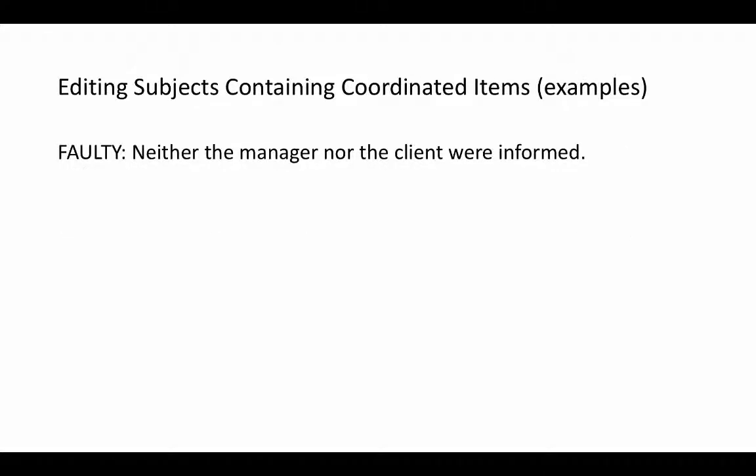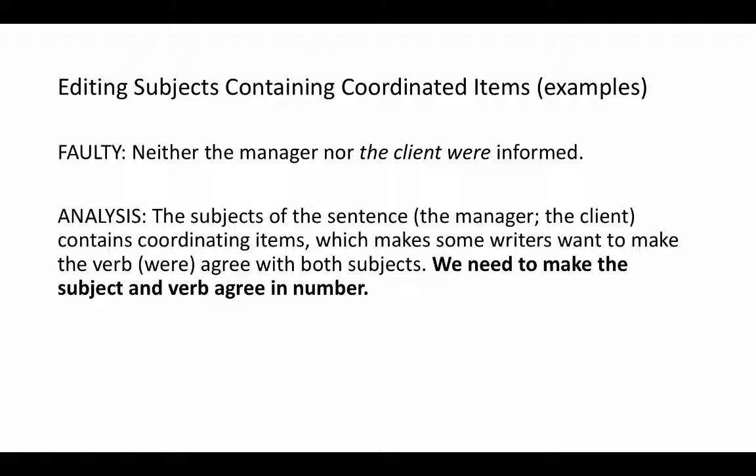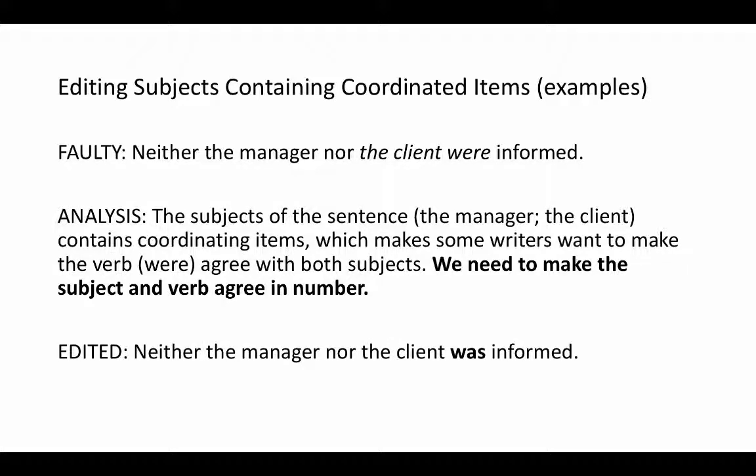Sometimes the subject contains coordinated items. Neither the manager nor the client were informed. The client were. Now, this is an issue where we have to memorize a few things and some basic rules, but once memorized, you'll be able to catch it. Now, the subject of the sentence are two, the manager and the client. And yes, there are two of them, but we need to make the verb that's next to it agree with the closest noun. So here we have it, neither the manager nor the client was informed.